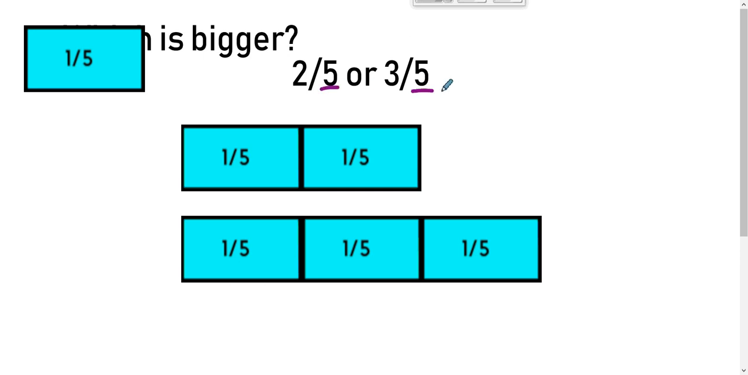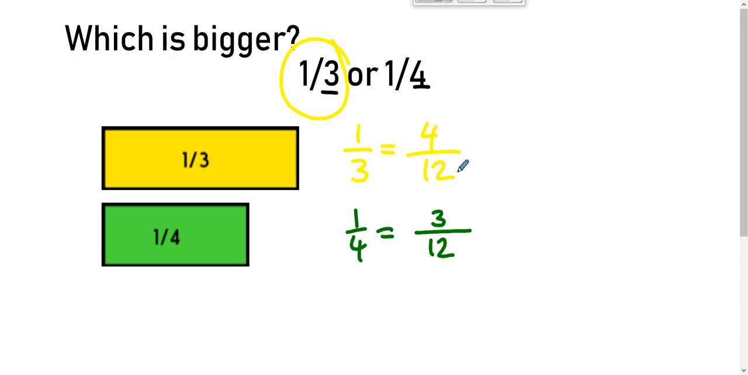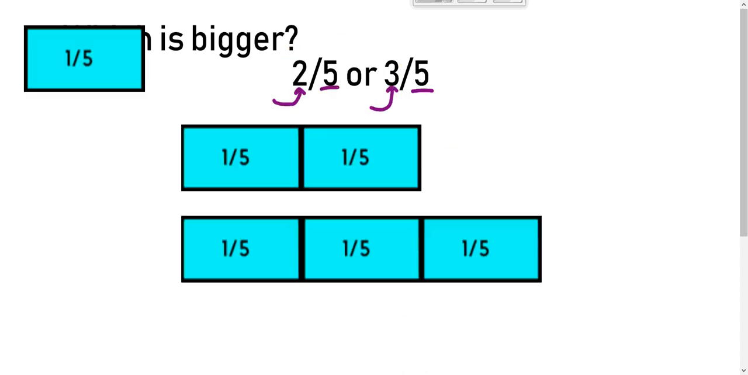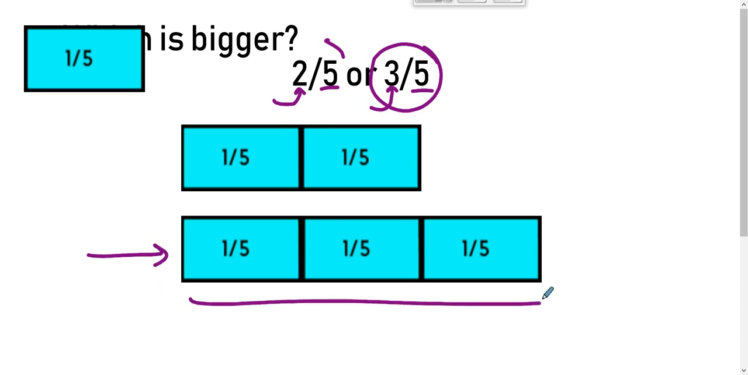then we can just look at the numerators to tell which is bigger. Just like on this slide, when the denominators were the same, we were able to look at the numerators to see which was bigger. So which is bigger? 3/5 is bigger. This is the longer of the strips, and so 3/5 is bigger than 2/5.